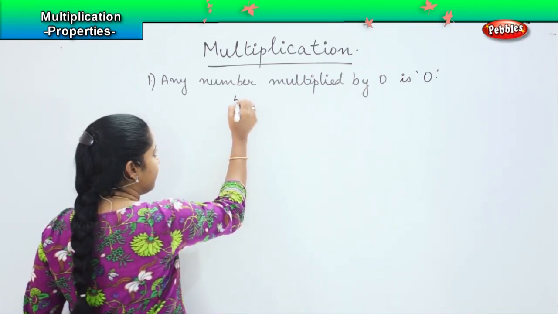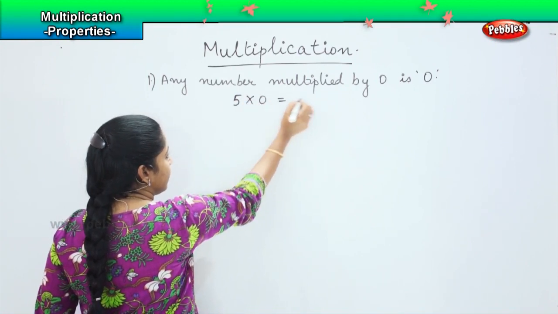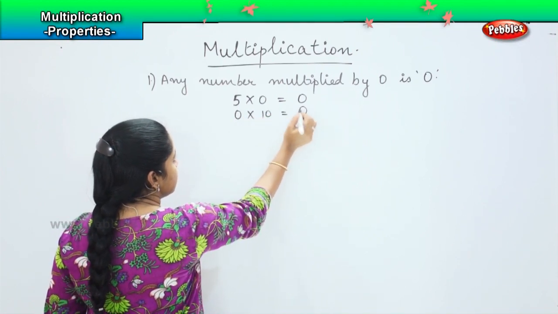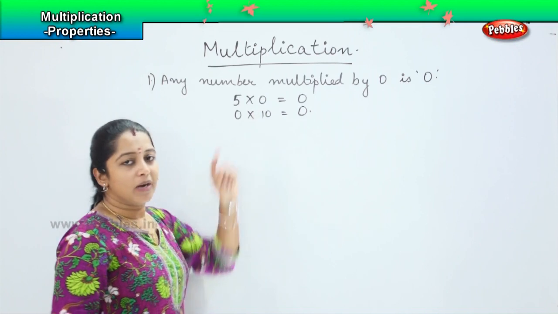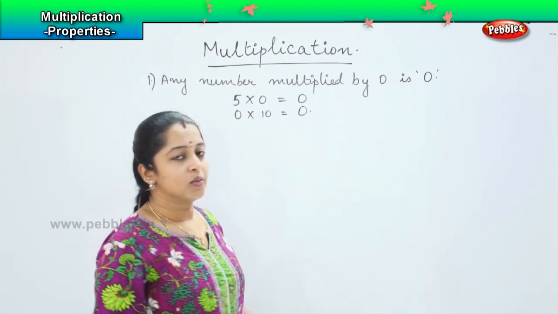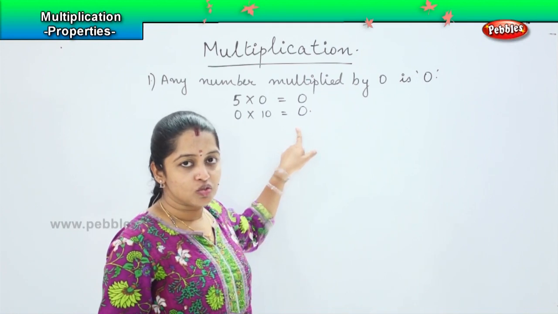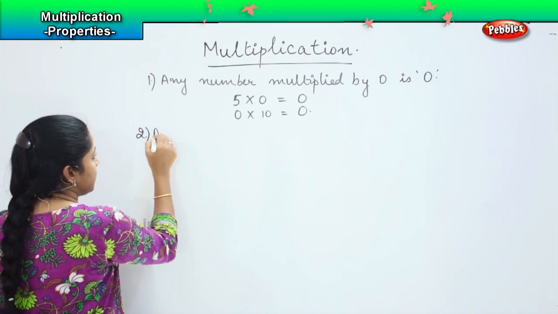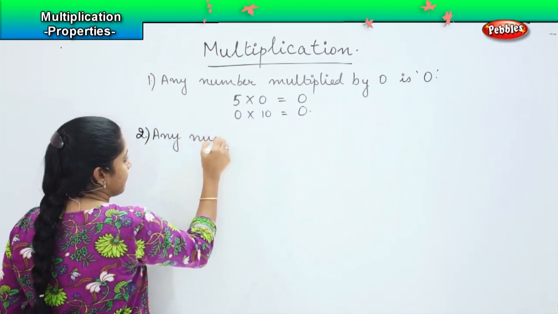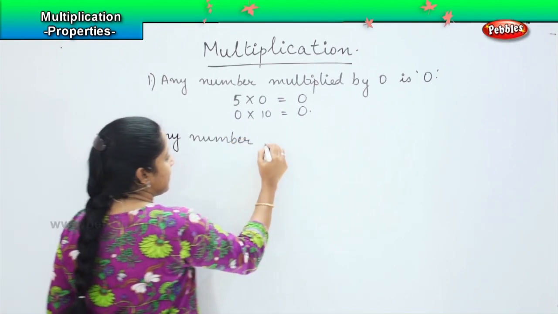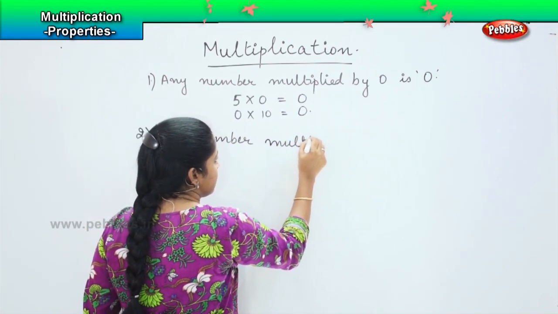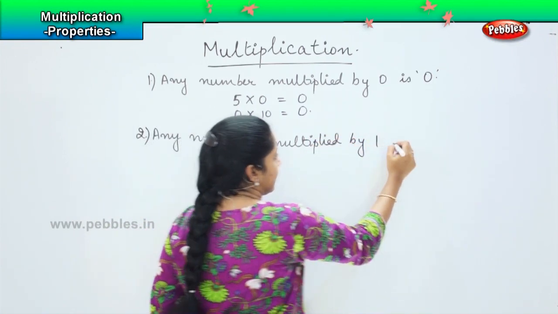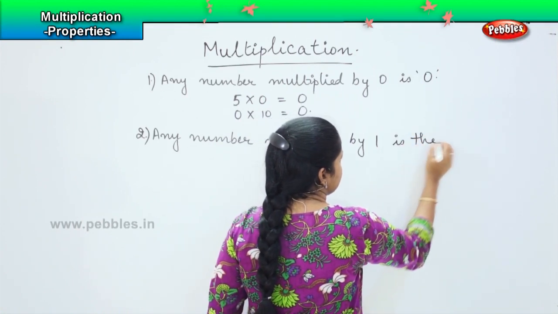For example, 5 into 0 will be 0. 0 into 10 will be again 0. So, whichever number you multiply by 0, your answer will be 0. So, this is the very first rule of multiplication. The next rule is: any number multiplied by 1 is the number itself.